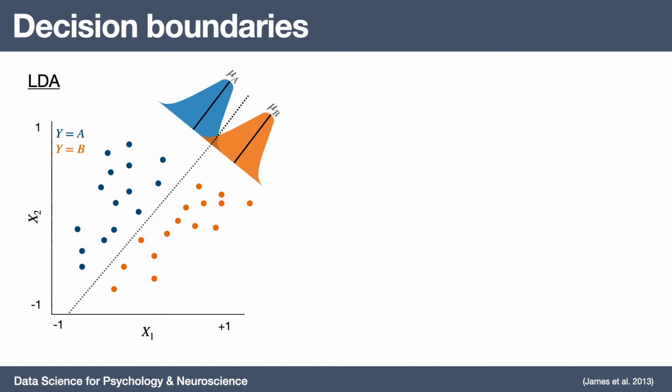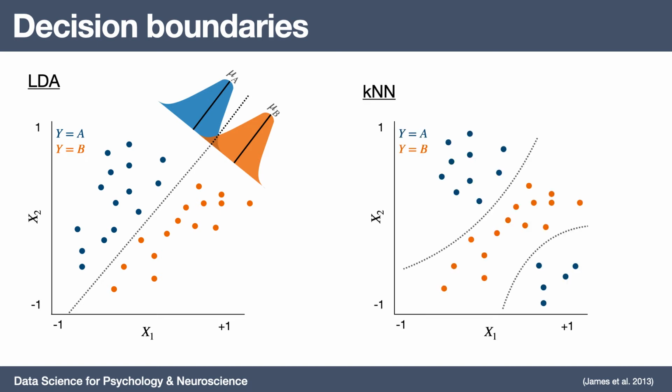kNN, on the other hand, just goes off of the distances. So it doesn't assume a shape of the underlying distributions. Now, that doesn't mean it doesn't assume that the distributions are there. It just makes no assumptions about their shapes. So with kNN, you can classify more complicated patterns in your data, like this.